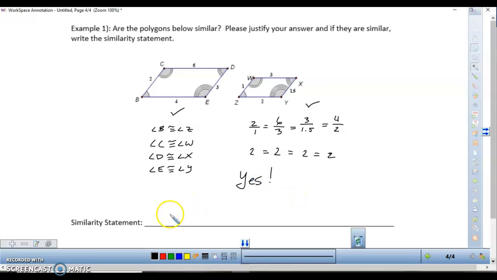And then for your similarity statement, you'd simply say polygon B, C, D, E is similar to, not a triangle, sorry about that, polygon, and I'm going to just be very careful, just like with congruency, to match up the corresponding sides or vertices, and I get Z, W, X, Y. And that is similarity. All right, hopefully that wasn't too painful.